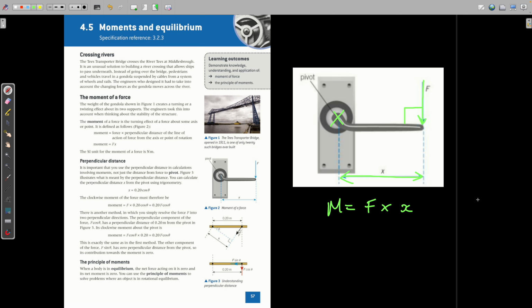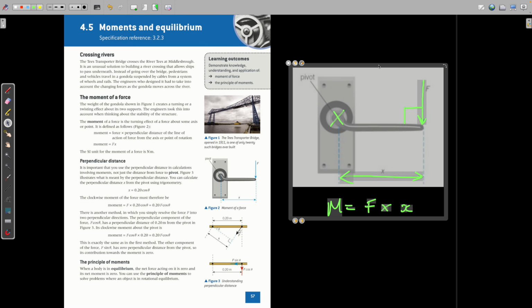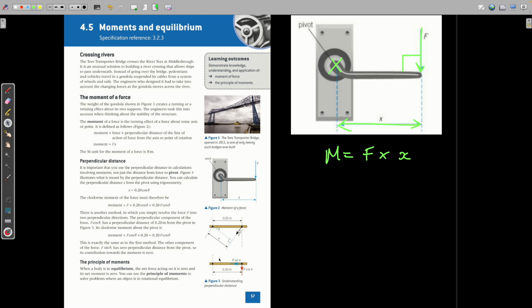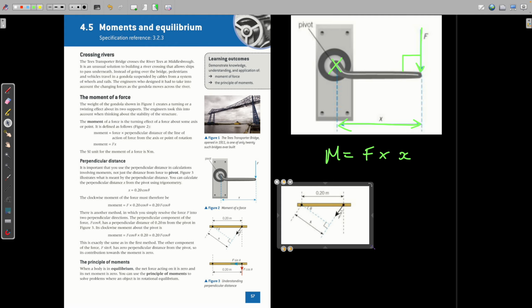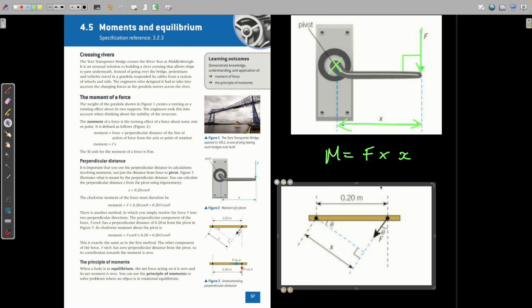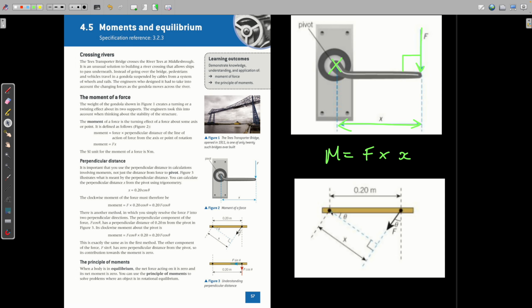But in more difficult questions, the force will not be perpendicular. You'll have to use a bit of trigonometry. So if I just get rid of that up to here and have a look at this bit. Here is one that is not perpendicular. We've got a force acting on a piece of wood, and the pivot point's here. So there's the pivot at this point. And the action of the force is at 0.2 meters from F, but F is not acting perpendicular. It's acting in this direction.